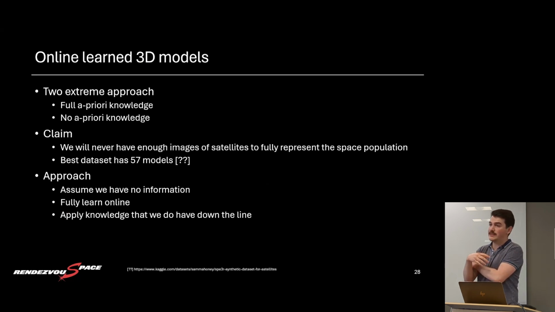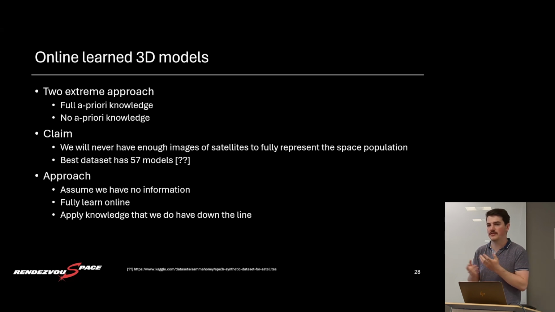The other extreme example is we have no a priori knowledge. We don't know what spacecraft look like. They might look like a table for all we know. I'm going to claim here that we'll never have enough images or 3D models or CAD models, what have you, of satellites to fully represent the space population. As far as I can tell, Jeff was the first person to come up with a public data set of spacecraft, and there were 57 models. The SHIRT data set, which is of the Tango spacecraft, is not included in that data set, and Tango isn't well represented by this data set.